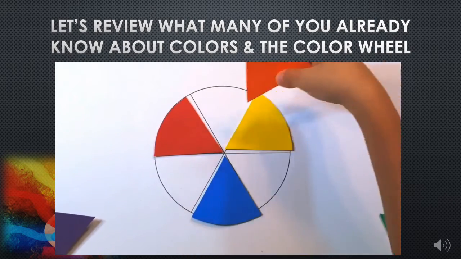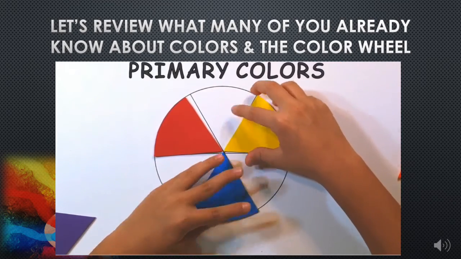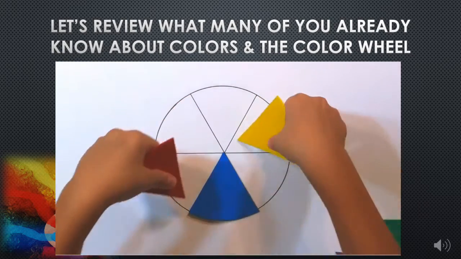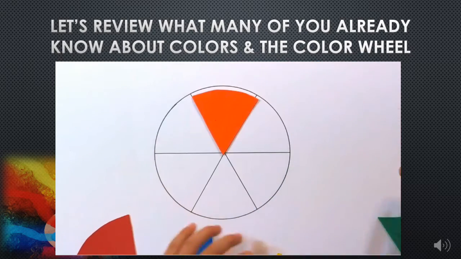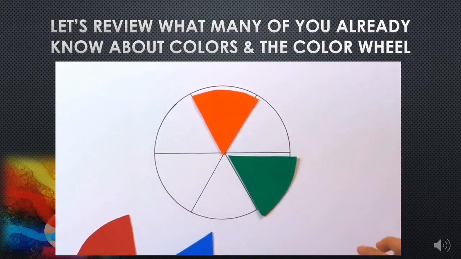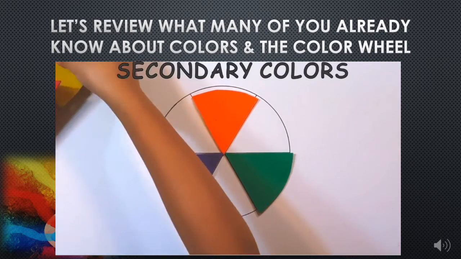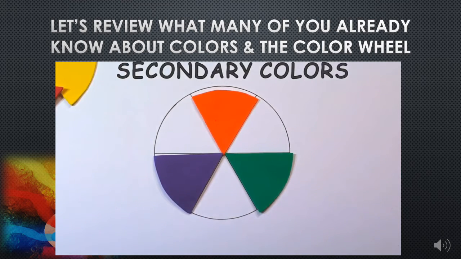Red, yellow, and blue. These are the primary colors. Primary colors cannot be made from other colors. Orange, green, and purple, these colors are called the secondary colors. Each secondary color is made from 2 primary colors mixed together.